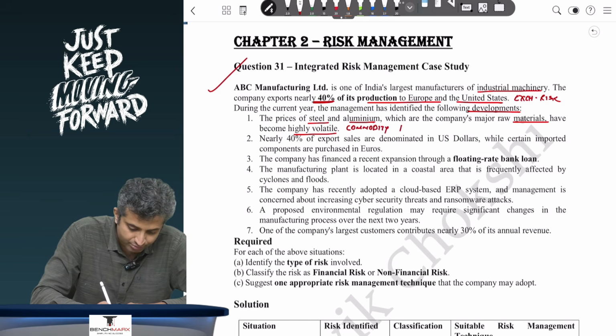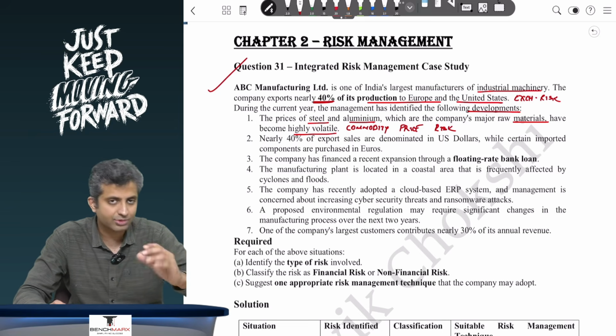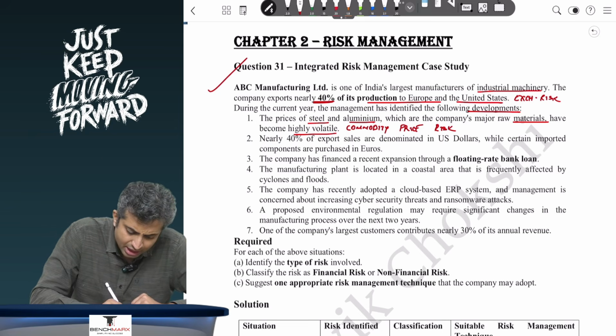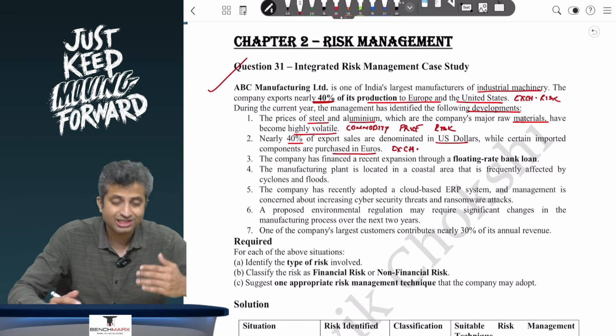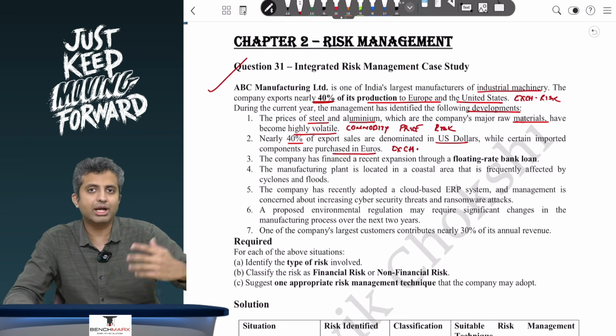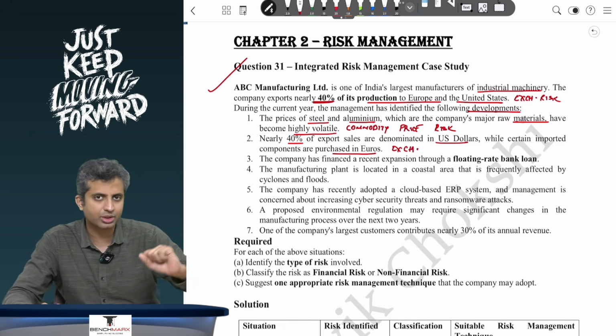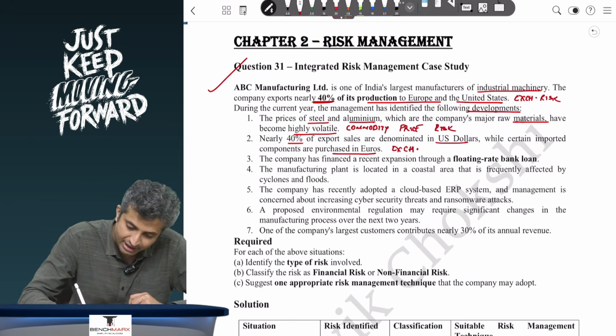Usually when I look at crude oil in today's market, even copper in today's market, the prices are very volatile. So that is a risk. Nearly 40% of exports are denominated in US dollars, where certain inputs are imported in US dollars. So this is an exchange rate risk. Again, this can be managed by taking appropriate hedging using forwards, futures, etc. But these are financial risks. I would say exchange rate risk, commodity price risk.